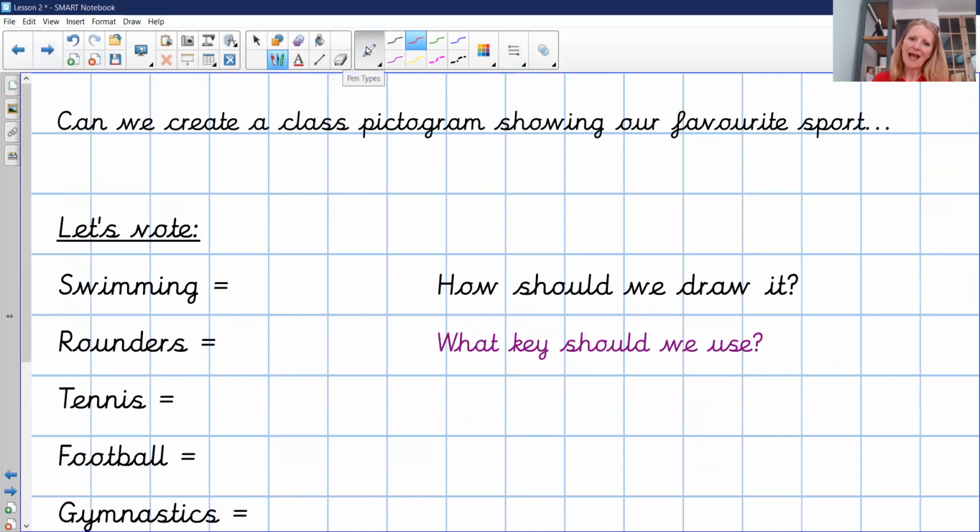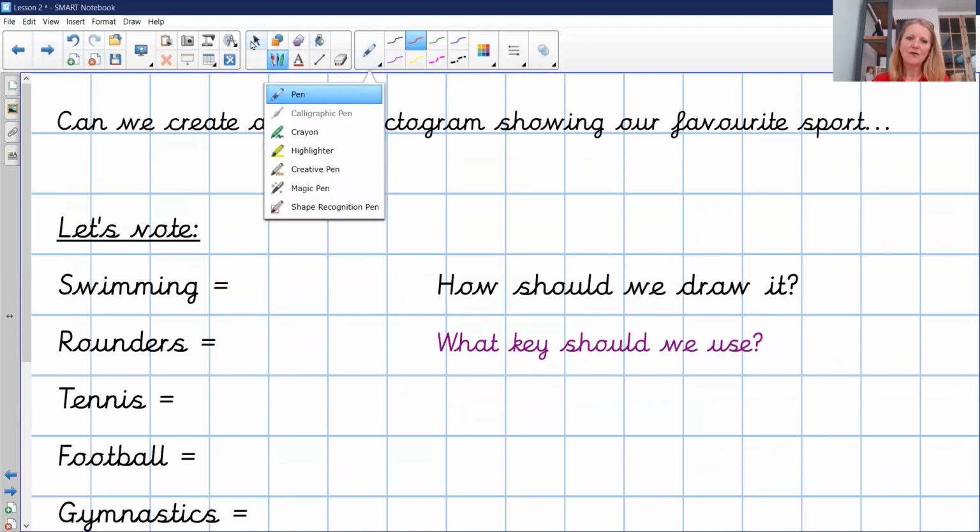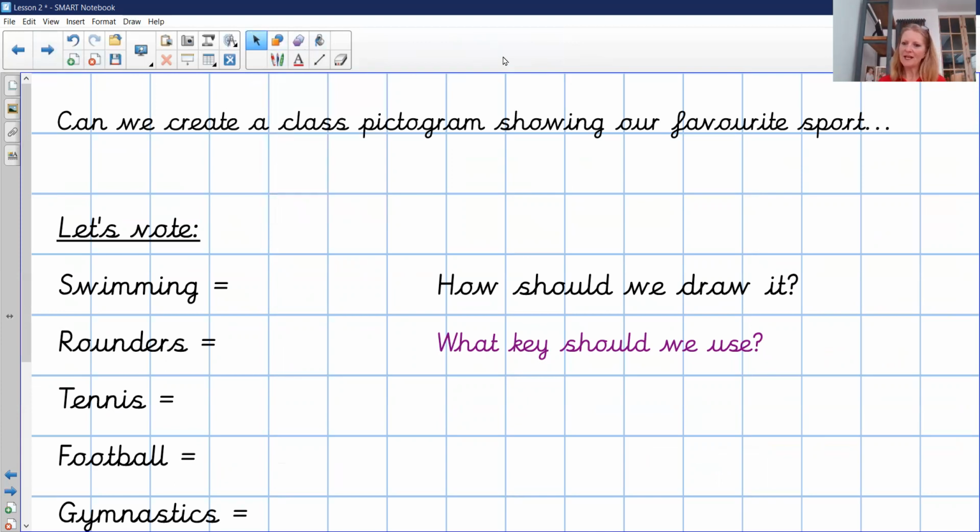So if we were at school, we would be able to collect all of this information in, and we could create our own class pictogram showing our favourite sports. I wonder what people's favourite sport would be after last night. So if we did a vote in our class, we would vote how many people's favourite sport would be swimming, rounders, tennis, football, and gymnastics.